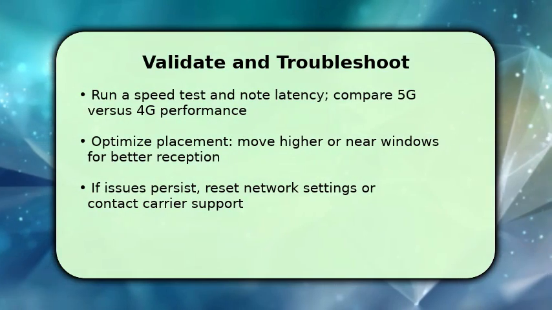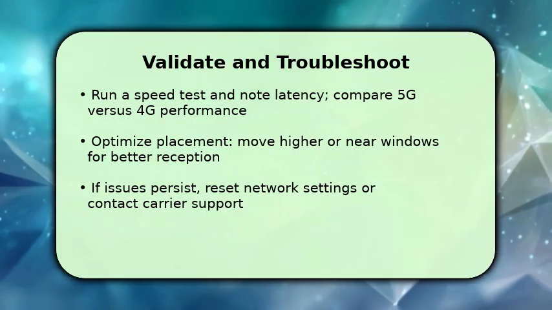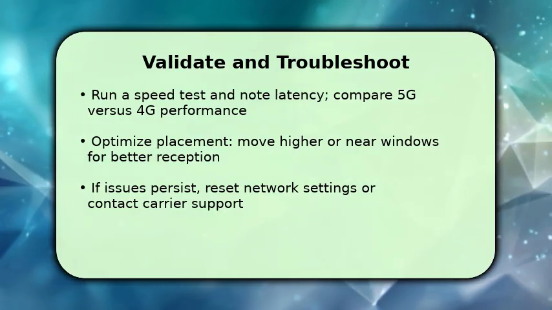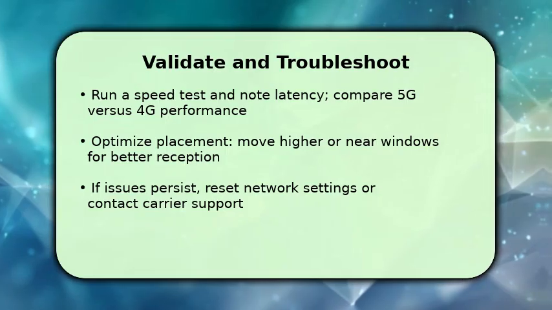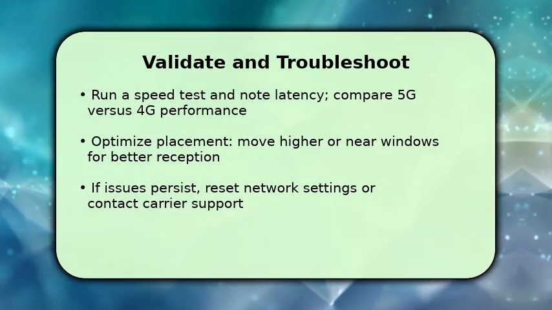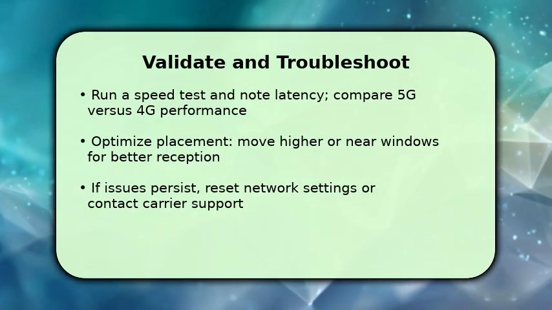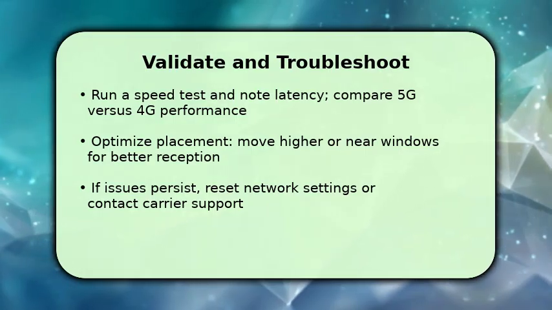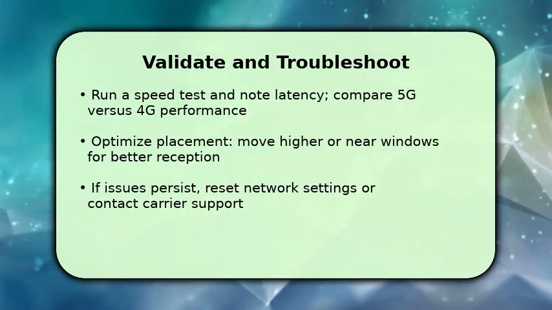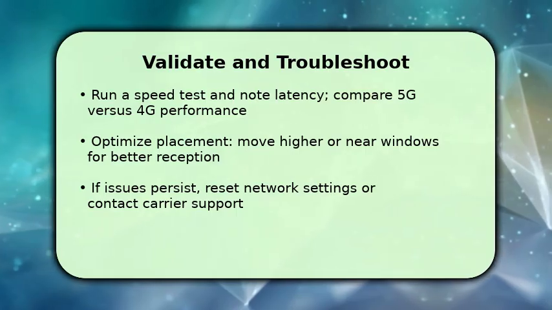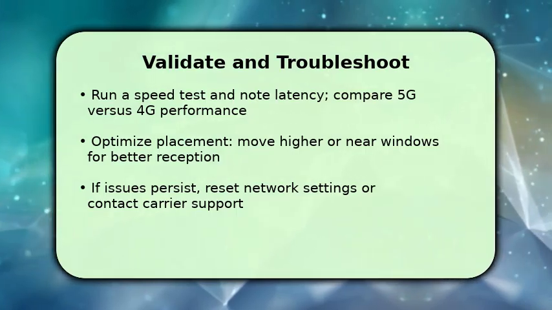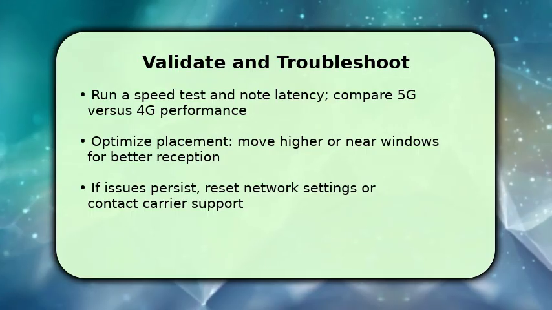Finish by validating the connection. Run a speed test, check ping and throughput, and confirm the network indicator shows 5G or 5G+. If performance is poor, move a few meters, try a higher floor, or step closer to a window to improve signal. If you still don't see 5G, reset network settings to clear incorrect profiles, then reboot and reinsert the SIM.